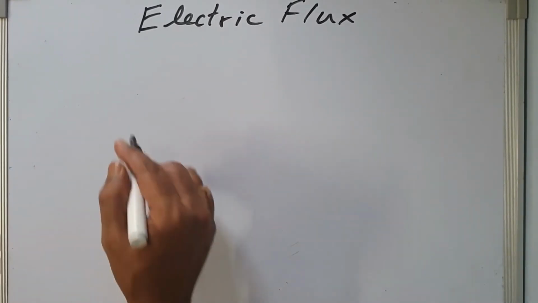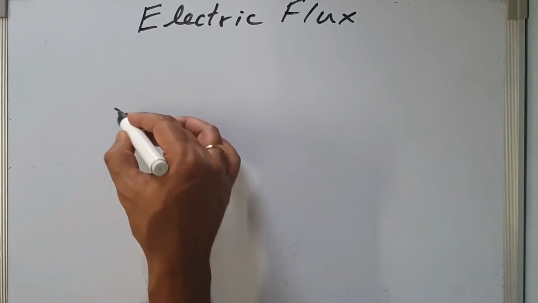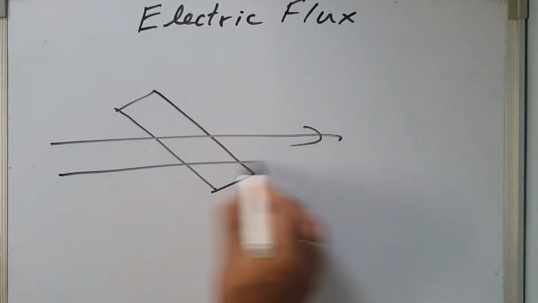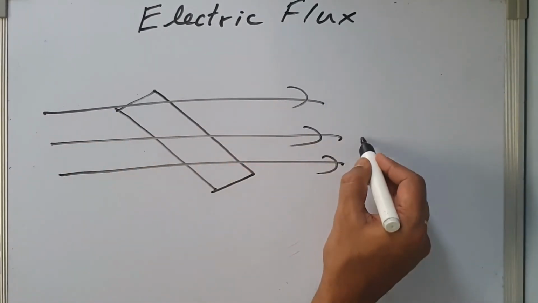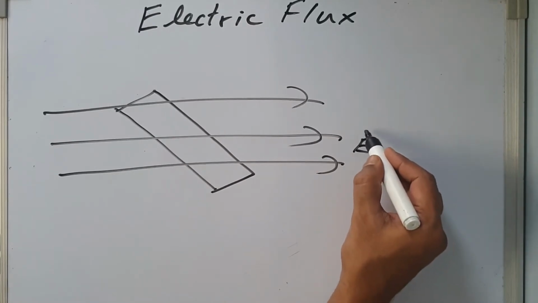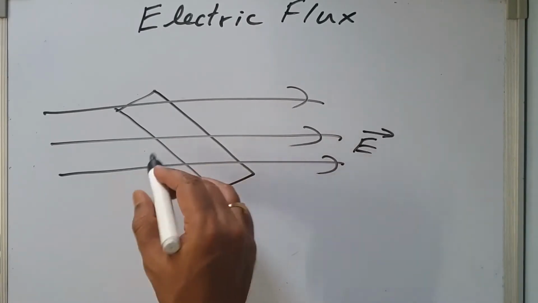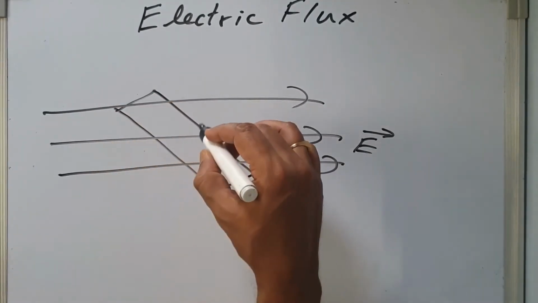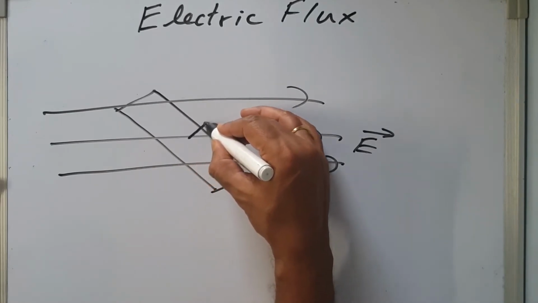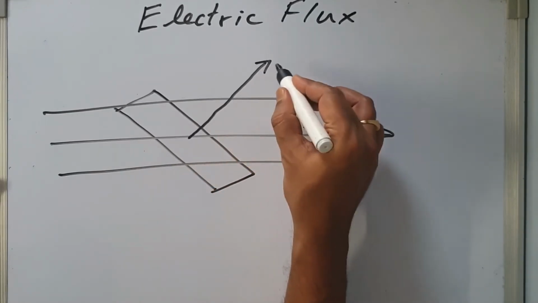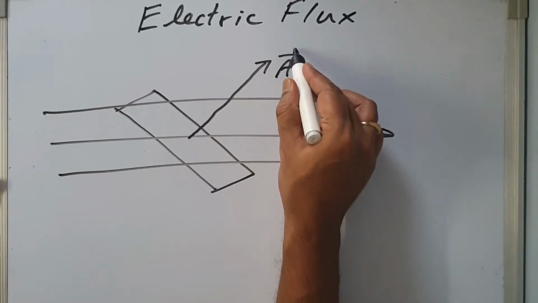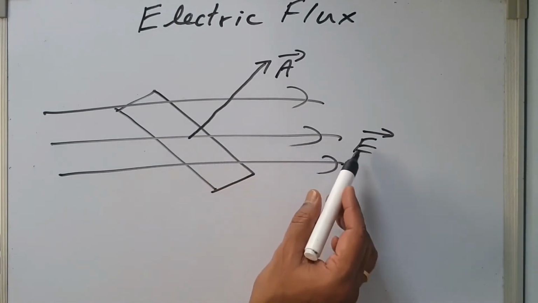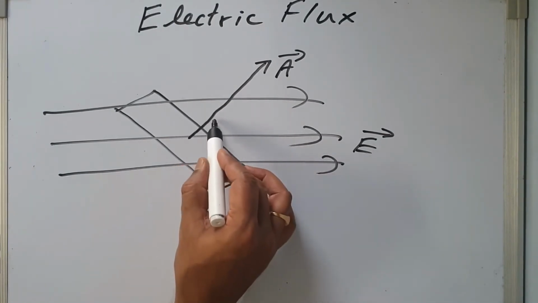Now, if the surface is not perpendicular to the uniform electric field of intensity E, the area of the surface can be represented by a vector drawn perpendicular to the surface. It is represented by area vector A. Let the angle between vector E, the electric field intensity, and the area vector be theta.